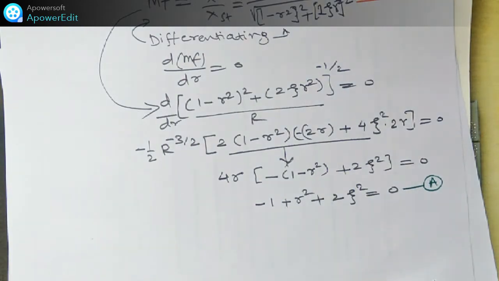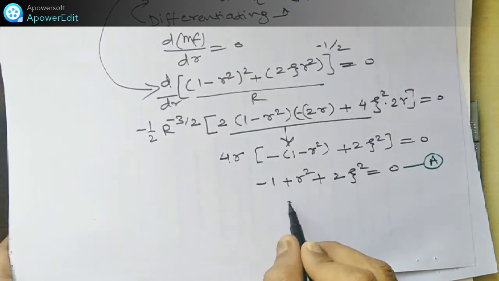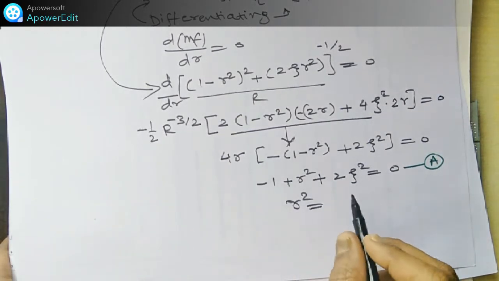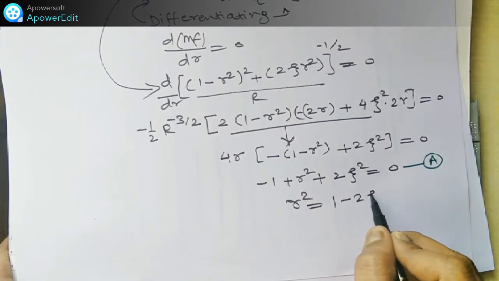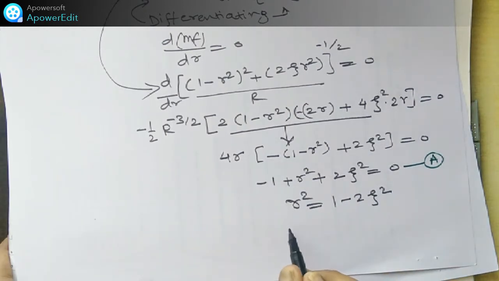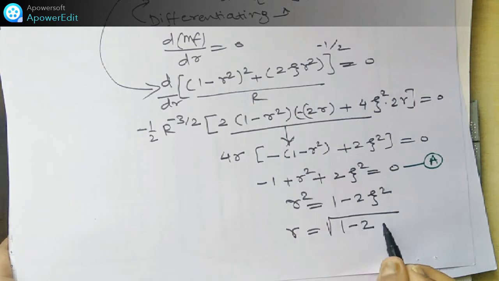So what is the next step? Here, observe carefully. This r square becomes 1 minus twice zeta square, or we can write r becomes under root of 1 minus twice zeta square. Correct?